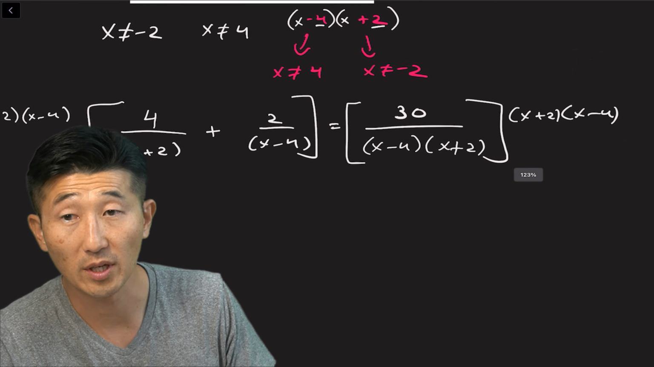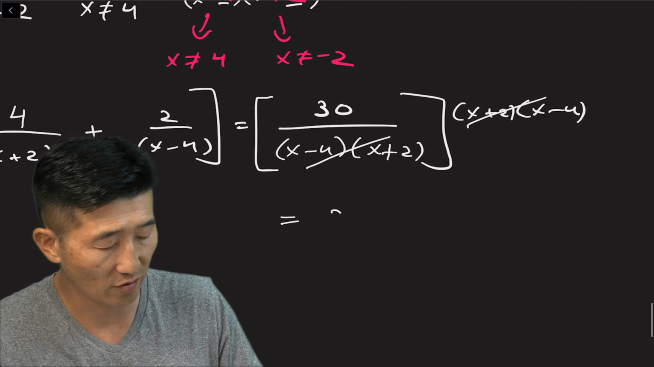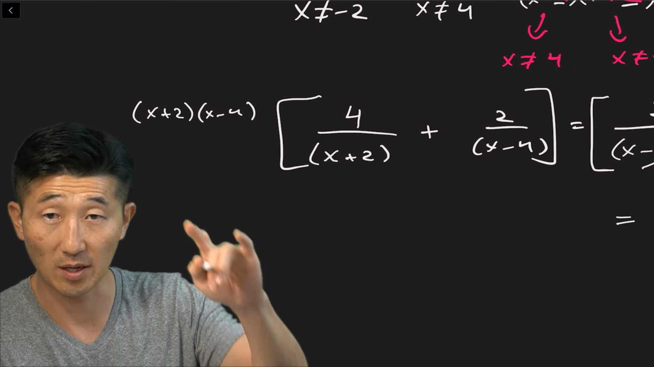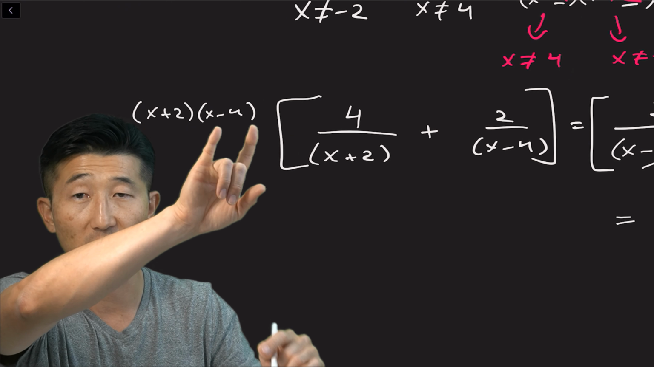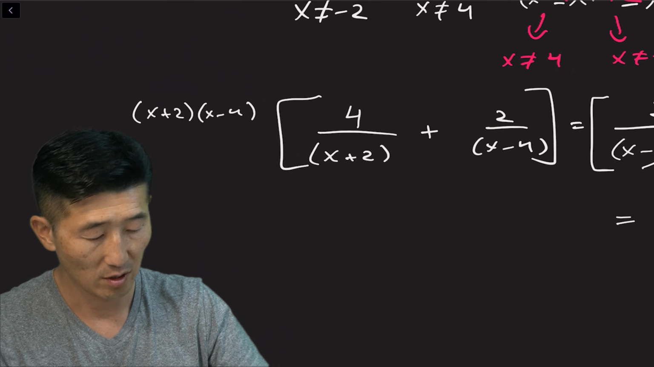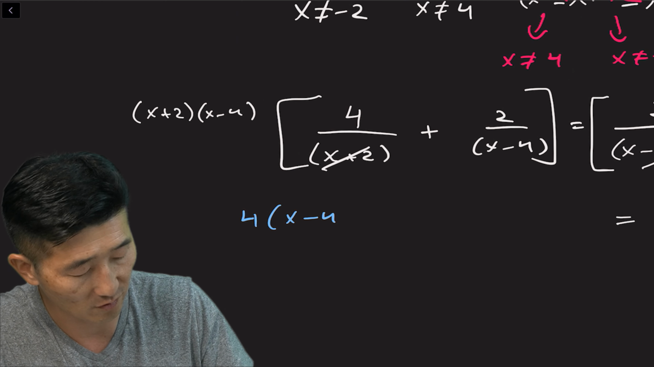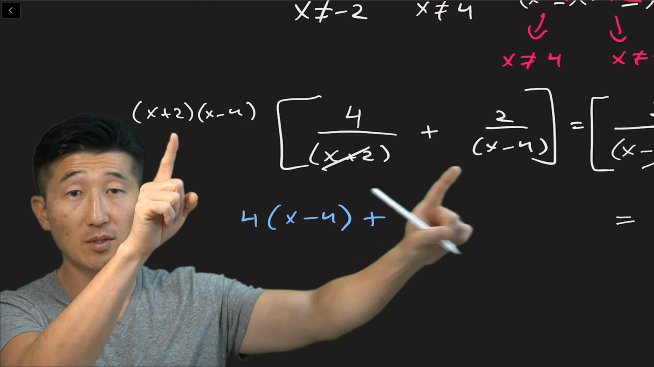All right. So again, start with the right. It's just easier. Cancel, cancel. And all you're left with is the number 30. Left side, you should be getting better at this. This times that. The x plus 2 cancels out. You're left with this and the 4. So this will be basically 4 parentheses x minus 4 plus this times that.